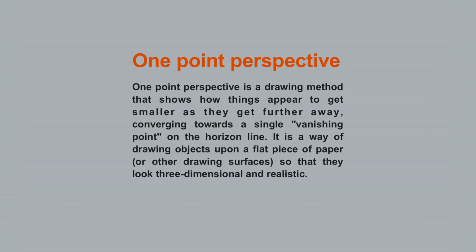One-point perspective. One-point perspective is a drawing method that shows how things appear to get smaller as they get further away, converging towards a single vanishing point on the horizon line. It is a way of drawing objects upon a flat piece of paper or other drawing surfaces so that they look three-dimensional and realistic.